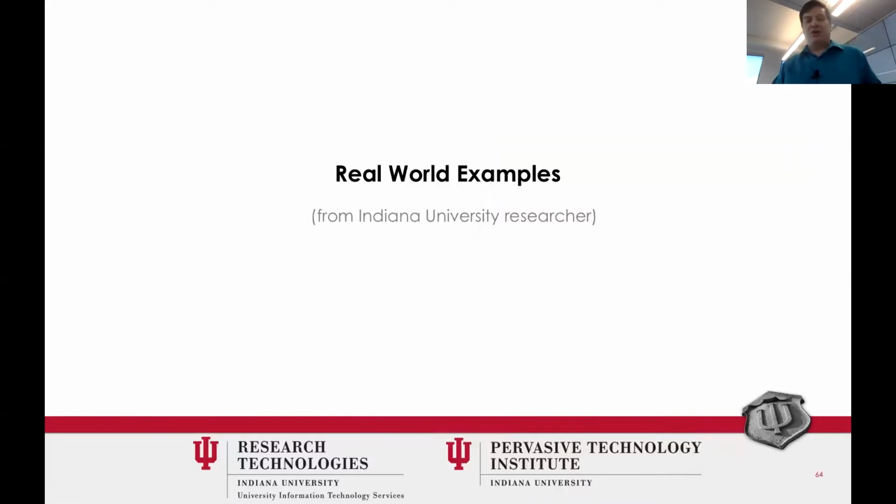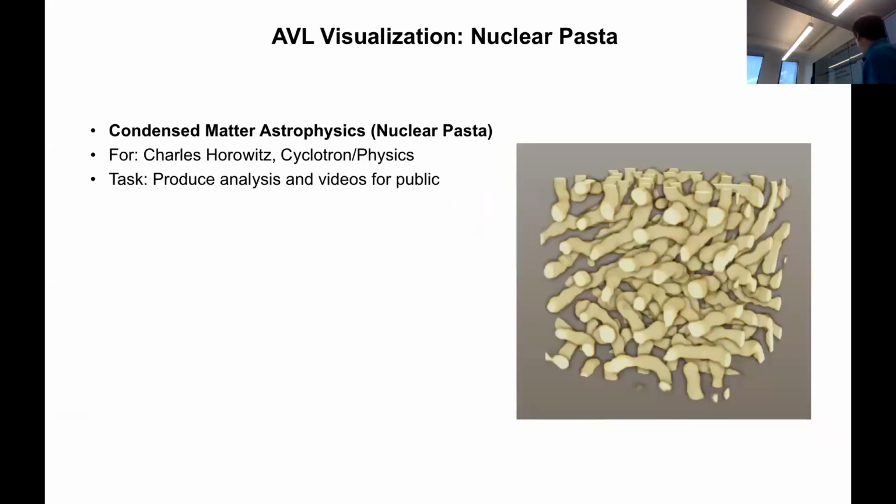All right. So we're going to do a couple of real-world examples. And so we've been given permission to use some data from research that we've worked with. The first one we're going to look at is from Chuck Horowitz, who has this nuclear pasta data. And so the goal of the advanced visualization labs working with Chuck in at least this one particular instance was basically to create some videos for him to explain his science to other people. And so here's a still from that video.